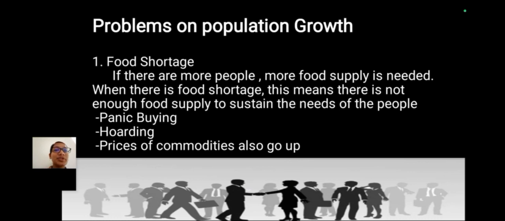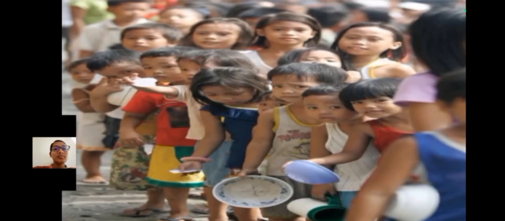Problems on population growth. Food shortage. If there are more people, more food supply is needed. When there is food shortage, this means there is not enough food supply to sustain the needs of the people. Panic buying, hoarding, prices of commodities also go up. Here I can see children are lining for food.